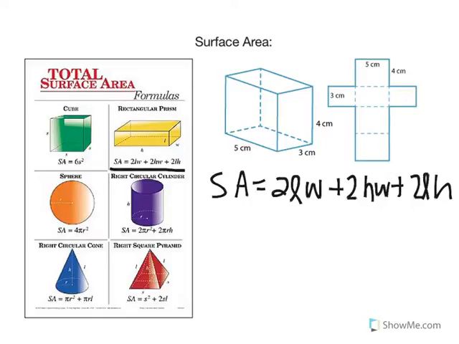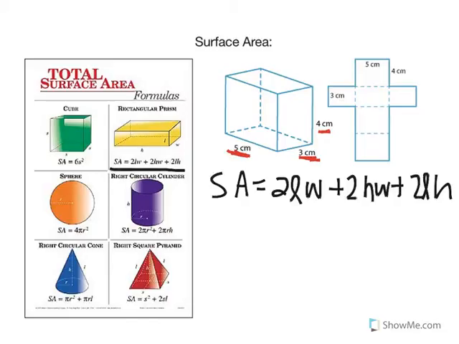Okay, so we know that the length is 5, okay? The width is 3, and the height is 4, okay? And so that's how it is based on this diagram. So we're going to plug these in, okay?